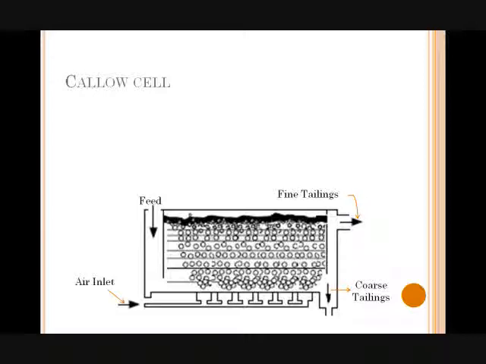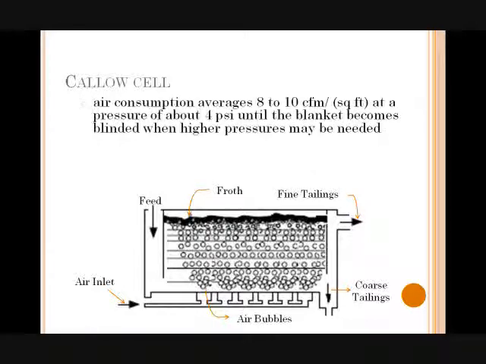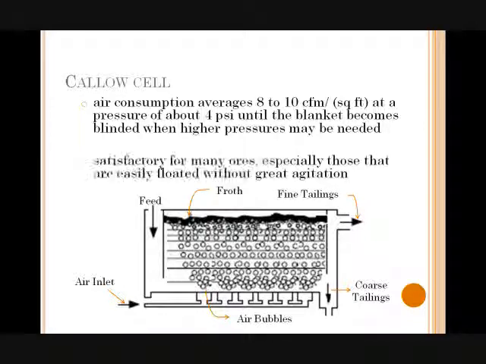Compressed air is admitted below the blanket to each frame by pipes projecting through the solid bottom of the trough. The small bubbles of air passing upward from the blanket induce a mild agitation and become attached to the particles to be floated. The froth, usually maintained at 8 to 10 inches in the tank or trough, overflows into the concentrate launder surrounding the cell. The air consumption averages 8 to 10 cubic feet per minute per square foot at a pressure of about 4 psi until the blanket becomes blinded, when higher pressures may be needed. Callow cells have been satisfactory for many ores, especially those that are easily floated without great agitation.